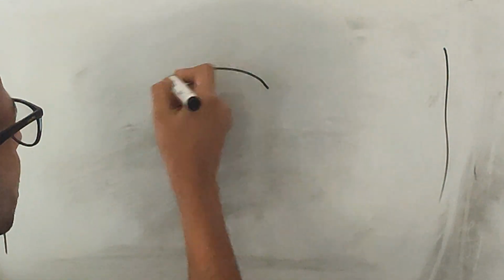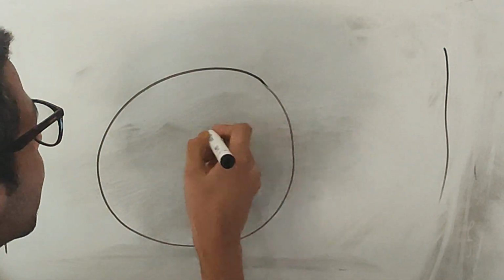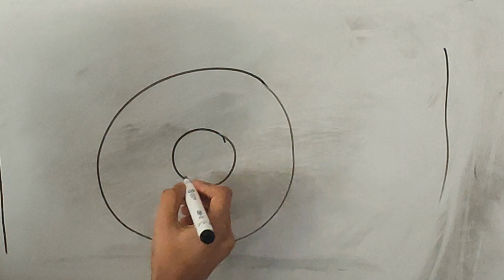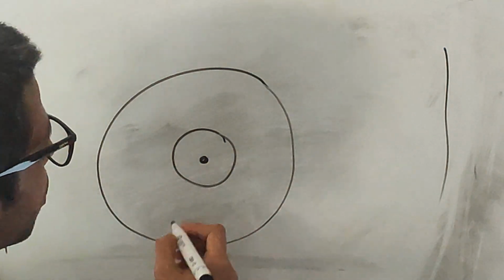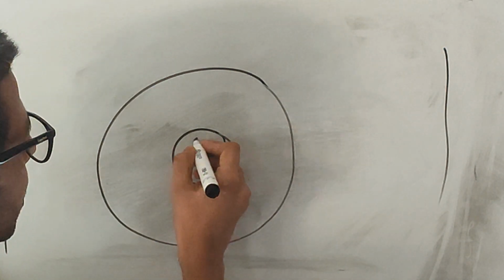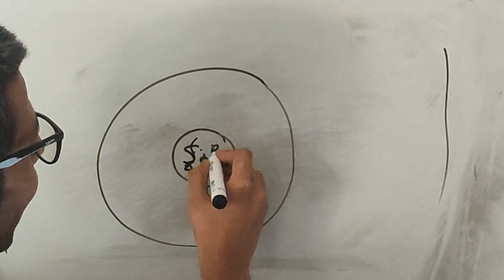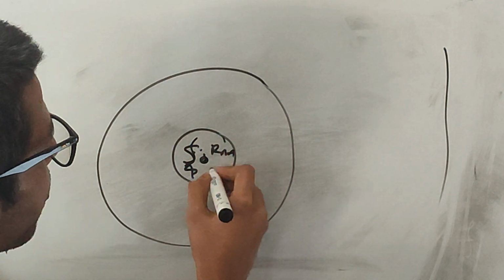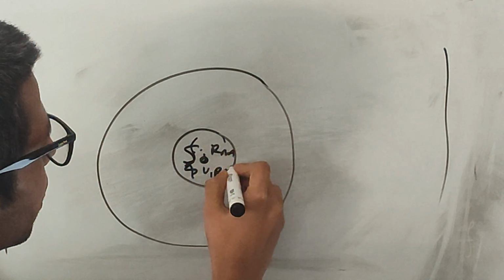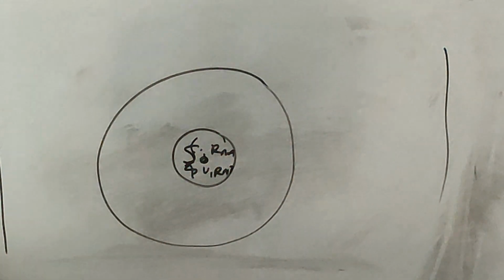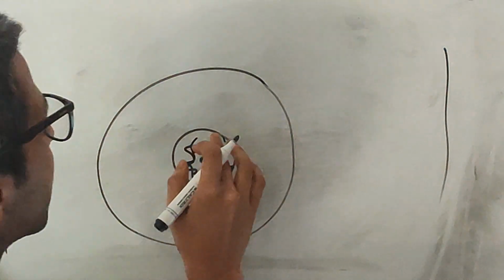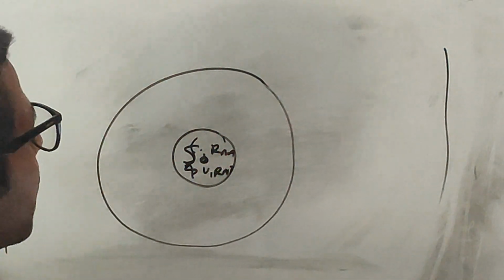So let me draw a nucleus for you. Let's suppose this is a cell and this is a nucleus inside a cell and this is the nucleolus. Inside the nucleus there are DNA, histone proteins, RNA polymerase, enzymes, ribonucleoprotein. A variety of molecules are present inside the nucleus of a cell.